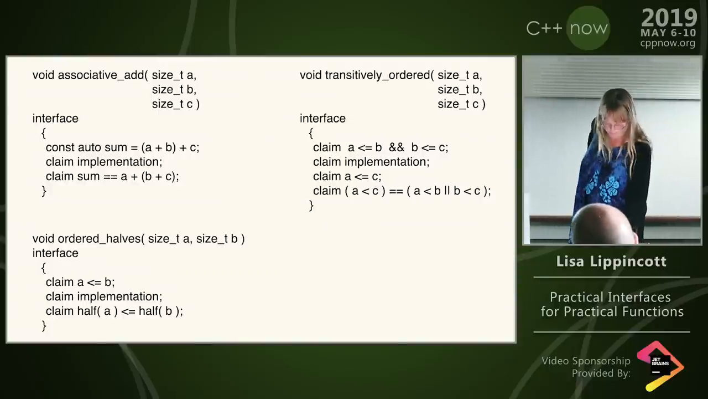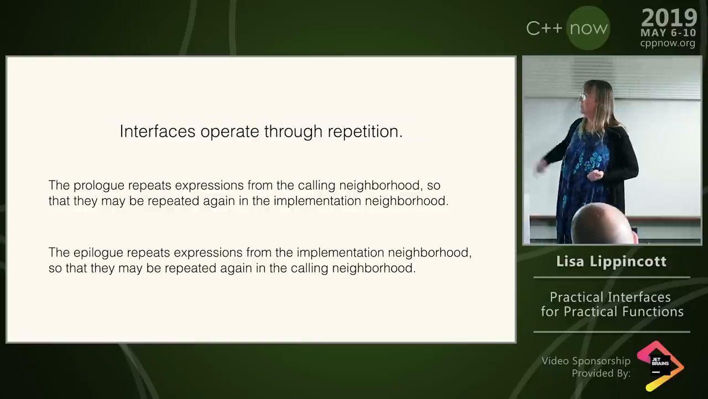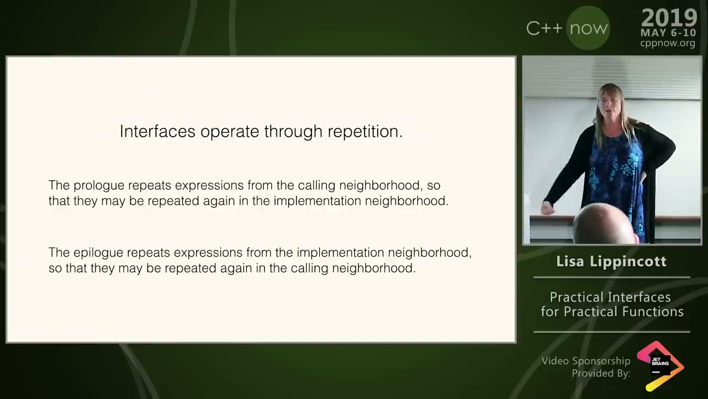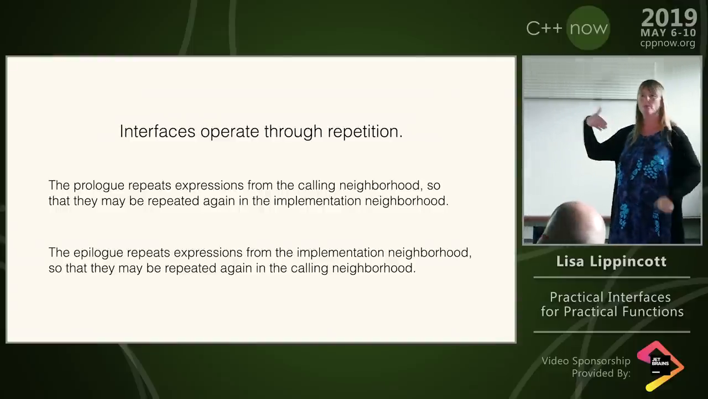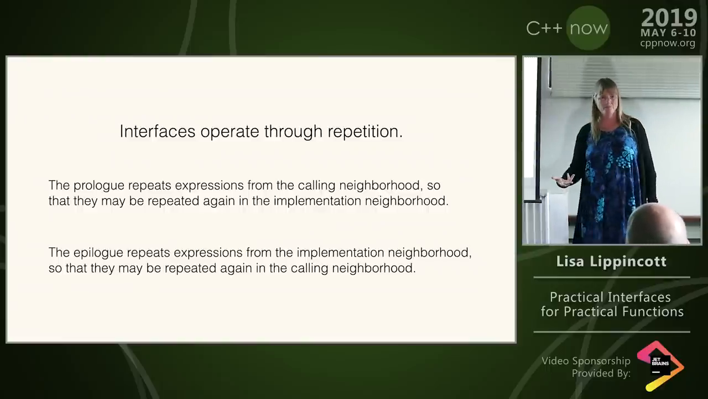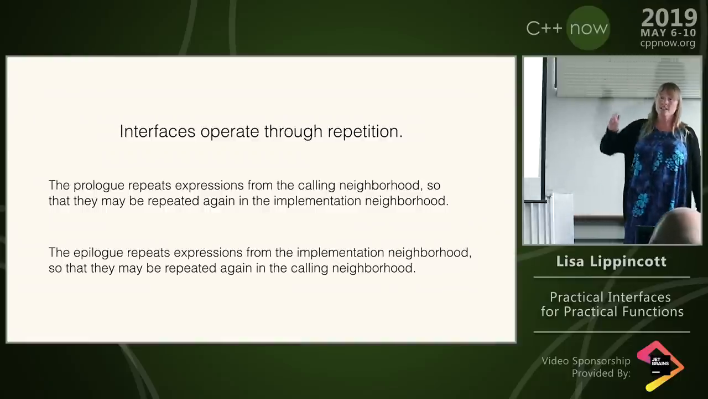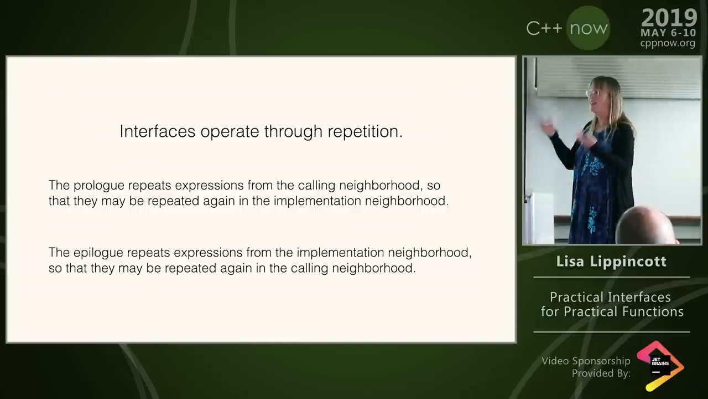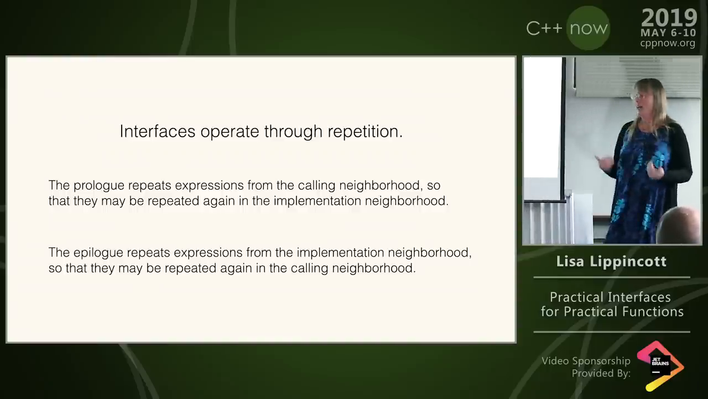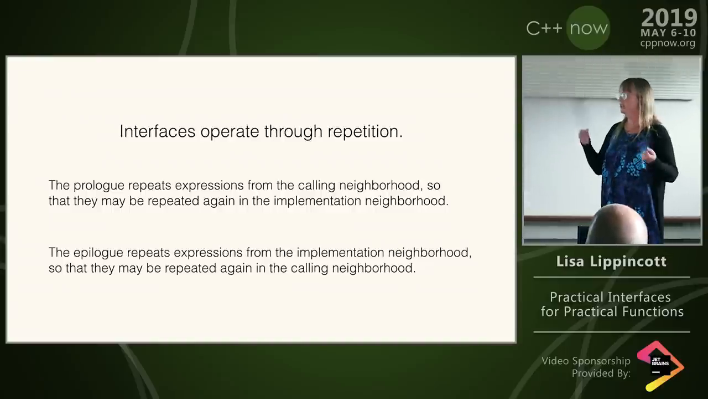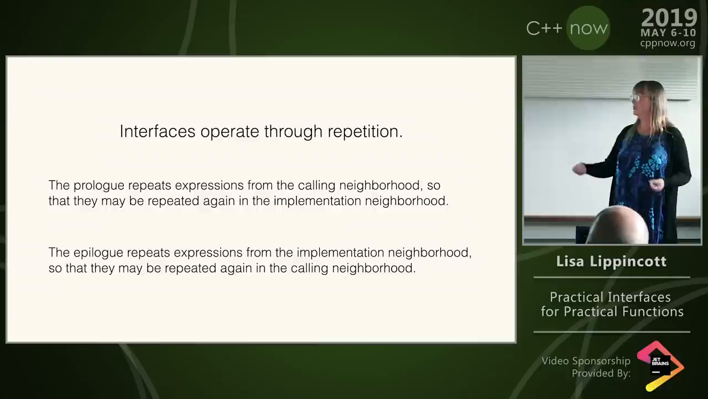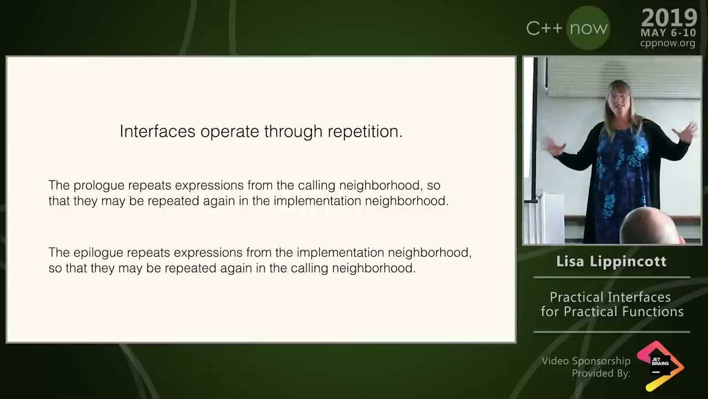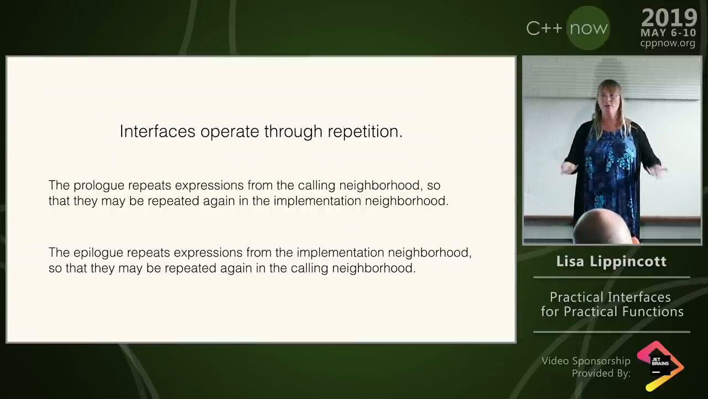learn. And I think one pattern we've seen here today is that interfaces operate through repetition. The prologue in an interface repeats expressions from the calling neighborhood. Not necessarily from the caller, sometimes from postconditions of things that the caller called, but things coming from the calling neighborhood. And it does that repetition so that those things can be again repeated in the implementation of the function. And the same thing happens on the way out in reverse. The epilogue can repeat expressions from the implementation neighborhood so that those expressions can be repeated again in the calling neighborhood. And when you repeat the expressions, you get those sheets of substitutability that connect the values together.